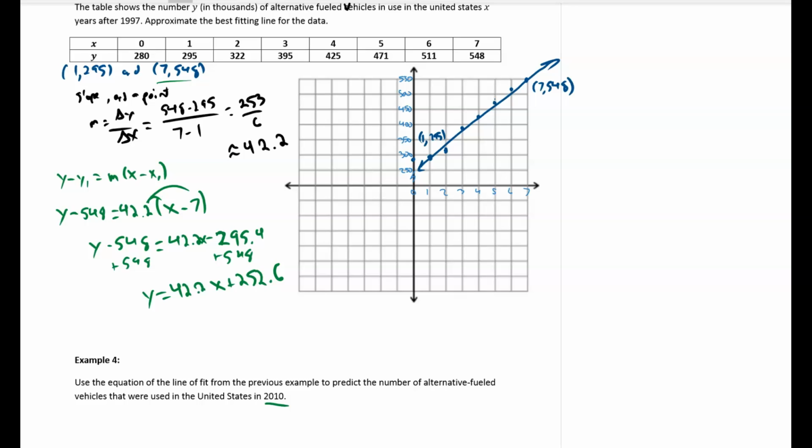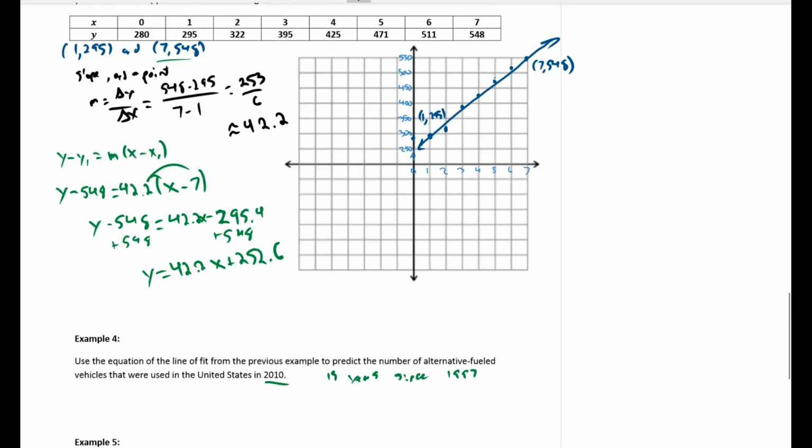Okay, well, you have to think, what is your x value? Since it's 2010, how many years has it been since 1997? Remember, in 1997 it's 0. Well, in 2010 it's 13 years since 1997, which means your x value is going to be 13. So all you do is, you have your function f of x equals 42.2x plus 252.6.